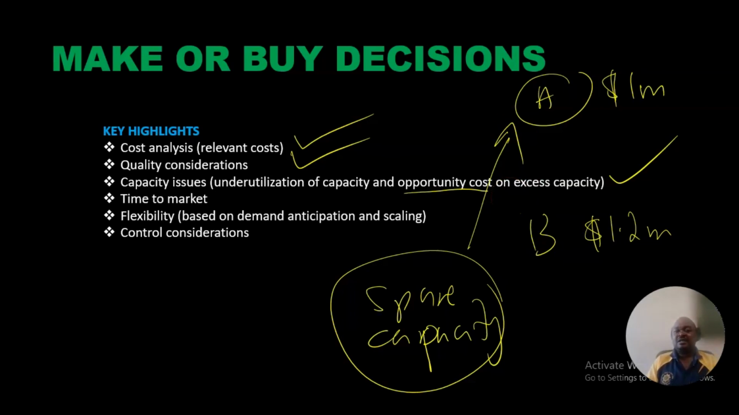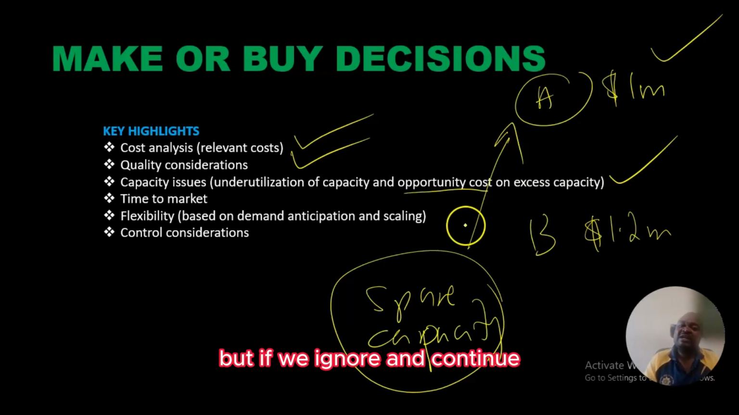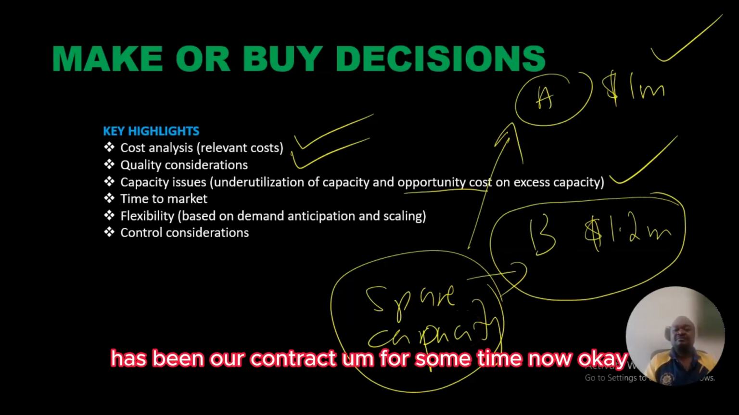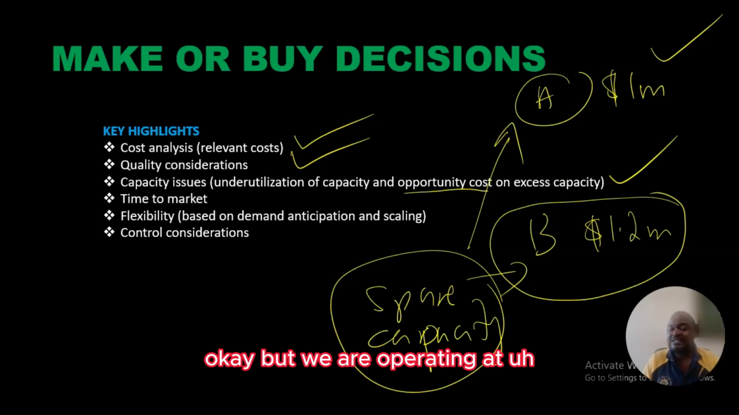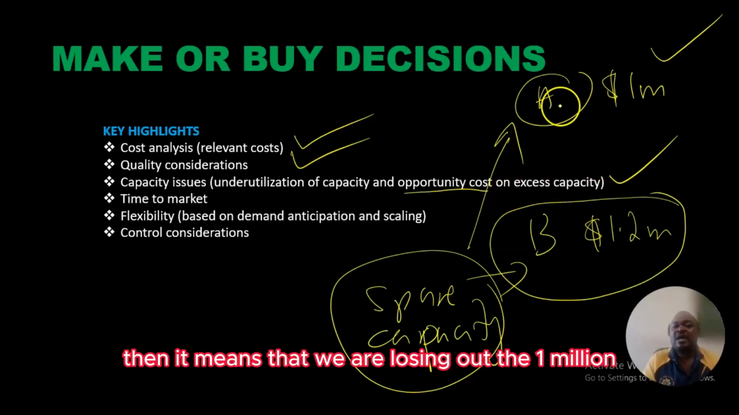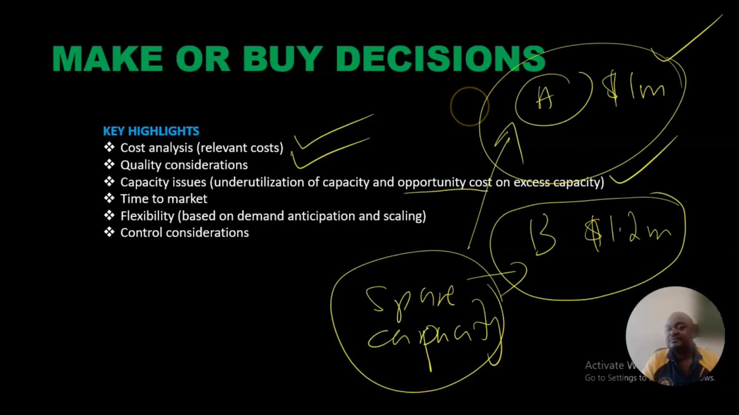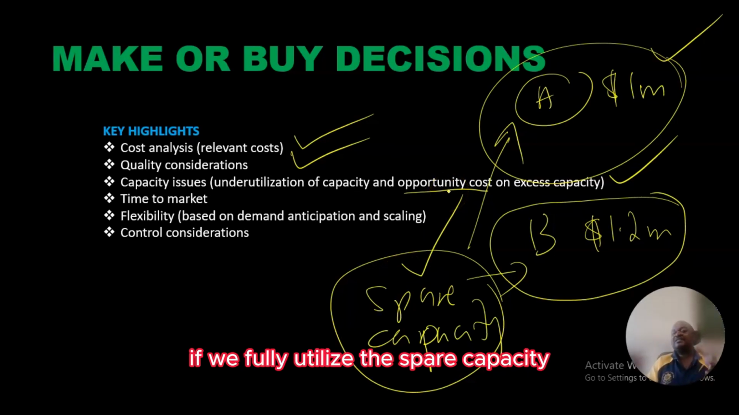using that spare capacity, we are going to make $1 million. But if we ignore it and continue, let's say contract B has been our contract for some time now, so contract B is guaranteed revenue. But we are operating at spare capacity or at below capacity. Then it means that we are losing out the 1 million. There is an opportunity cost of 1 million which we are incurring. Are we together? Yes. We are losing out the 1 million which could be garnered if we fully utilize the spare capacity.